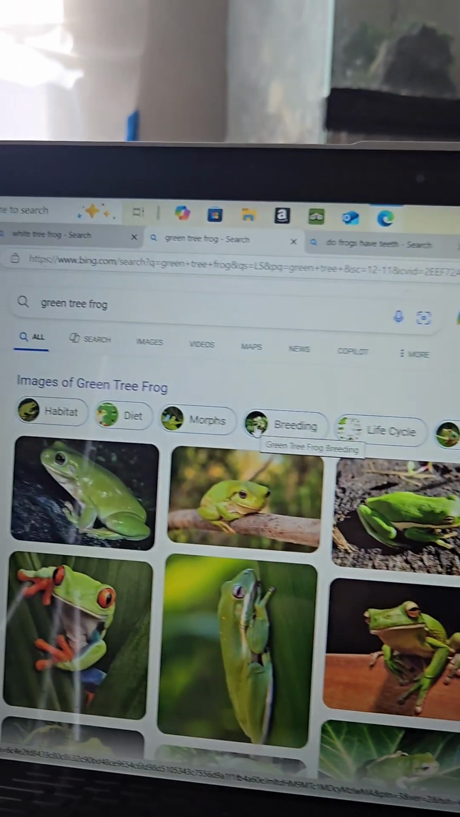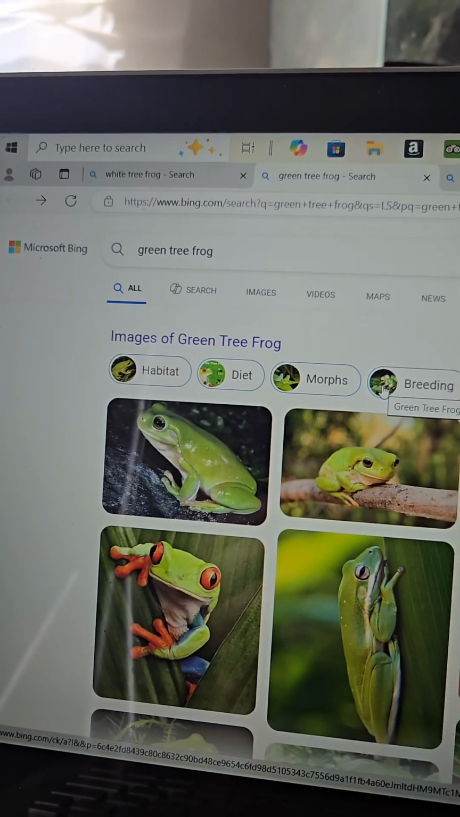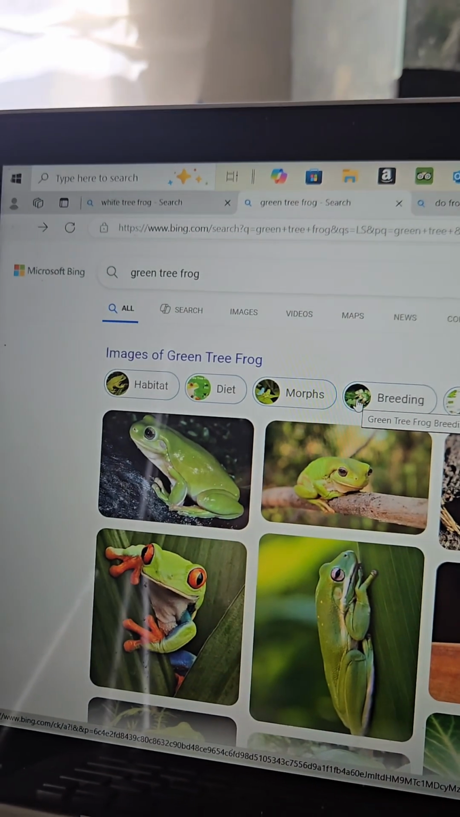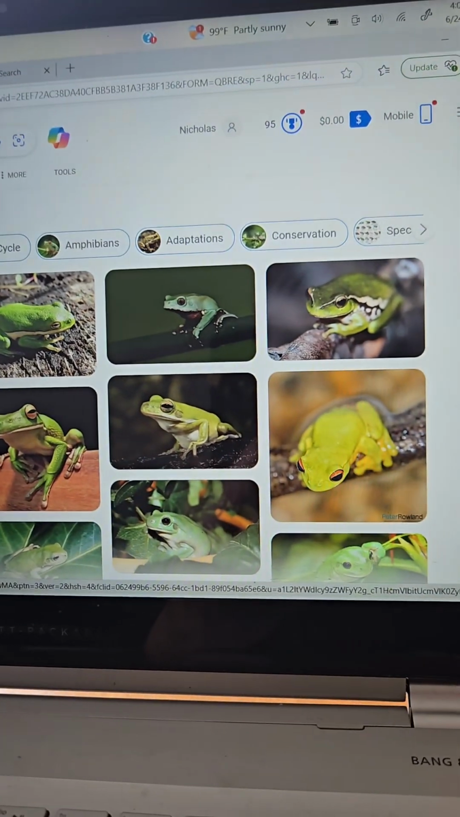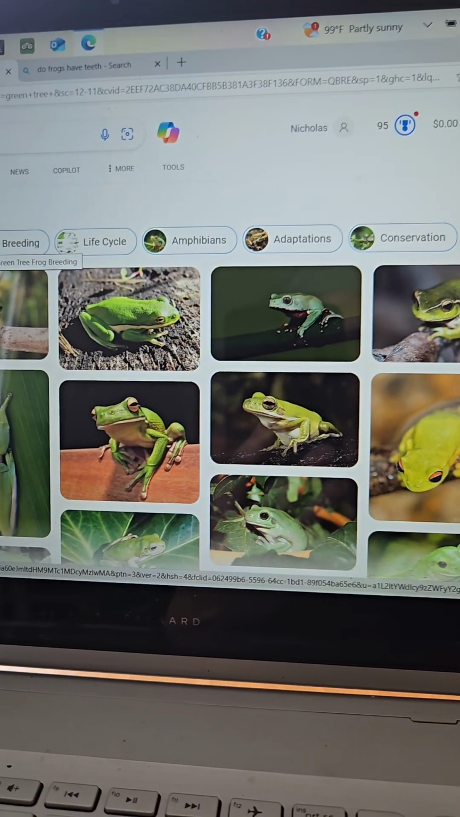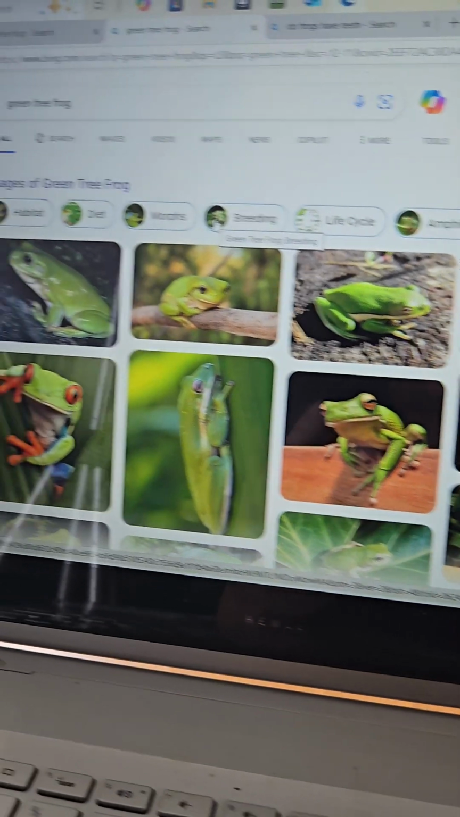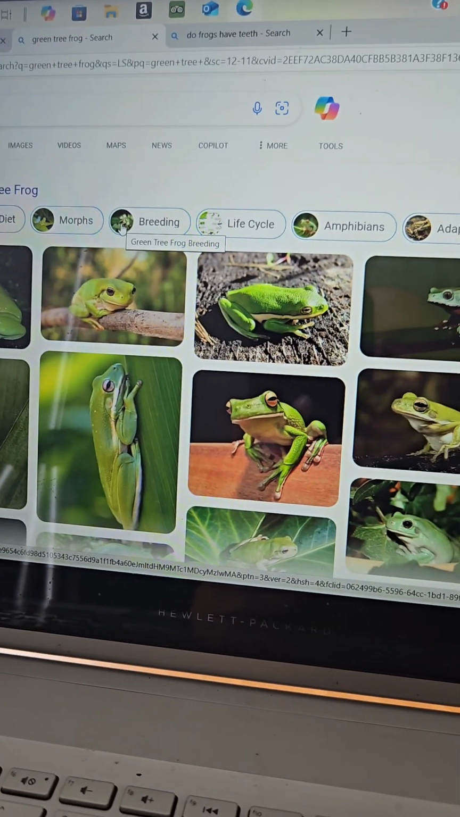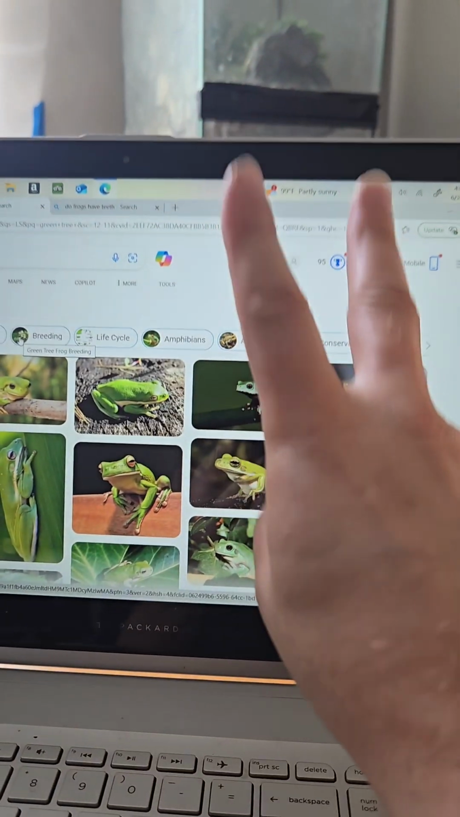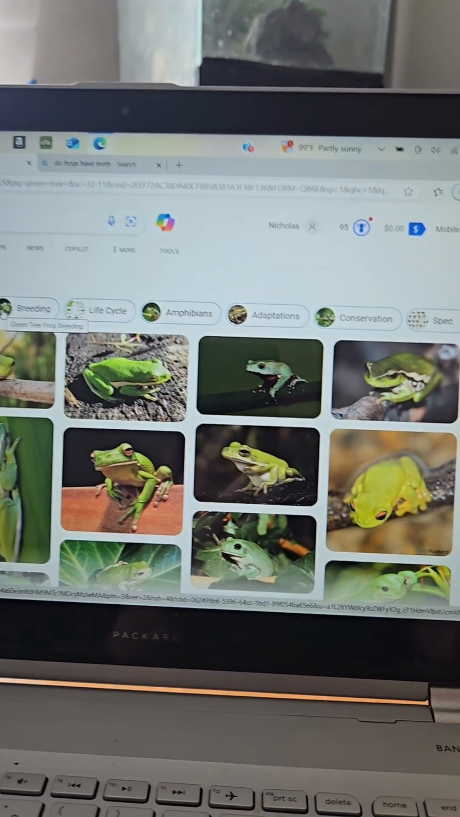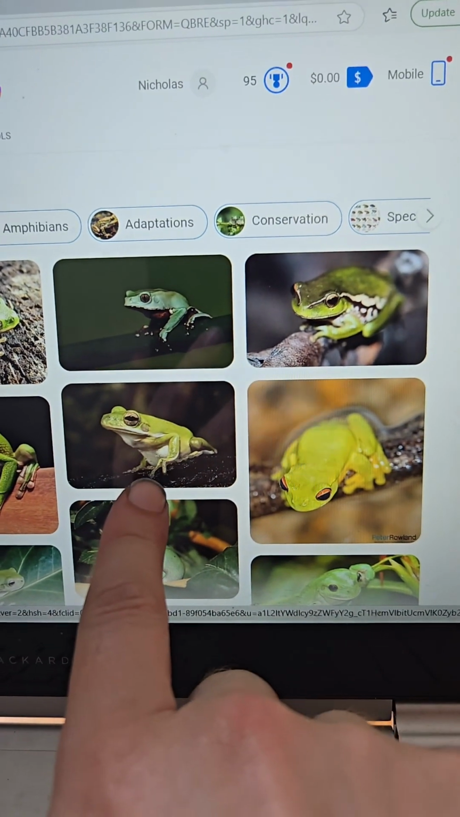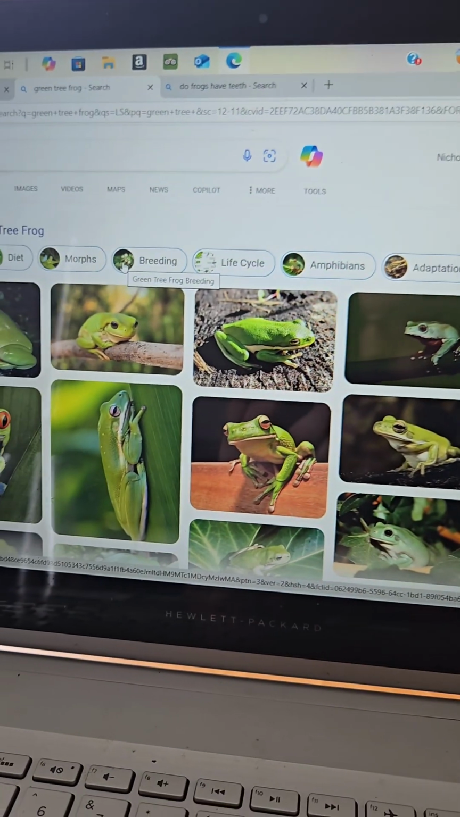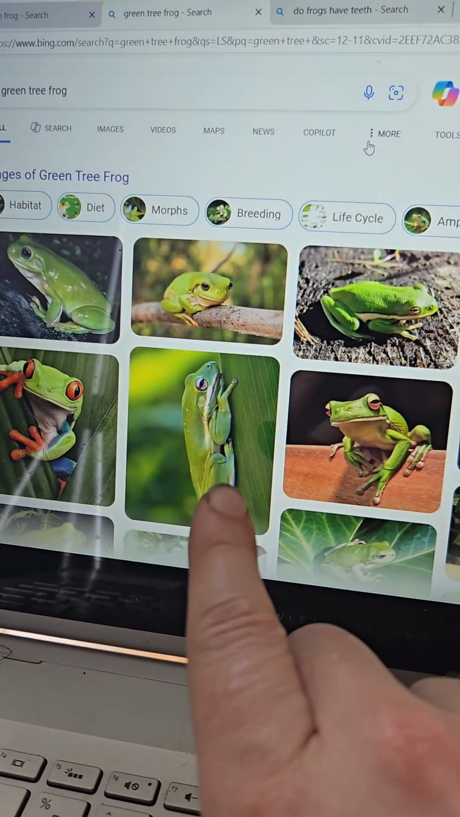So right here, I pulled up images of green tree frog, and immediately I am met with the conglomerate of things that are not quite a green tree frog. Now, let me show you what's what in these pictures for what you call a green tree frog. Now, a green tree frog, this one right here, that's a really good example. I like that one. Let's see if we can get a better one. Yes, that one right there.